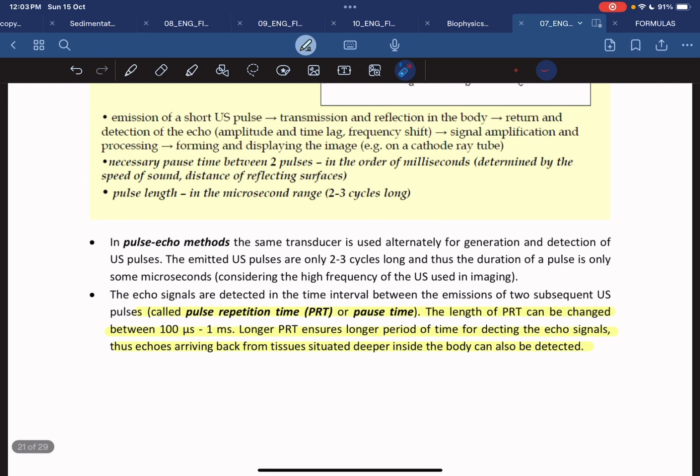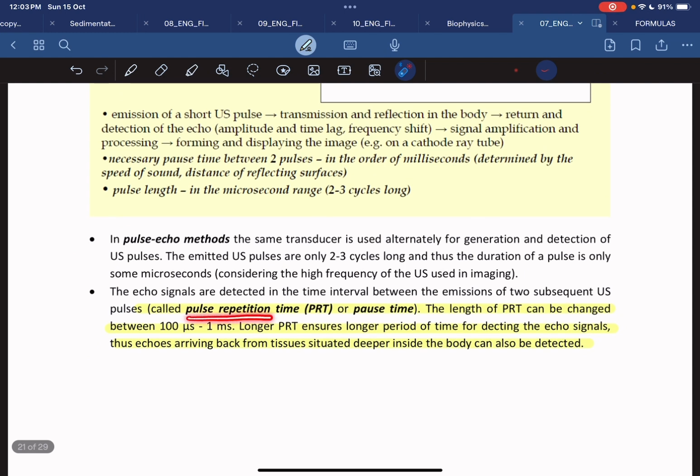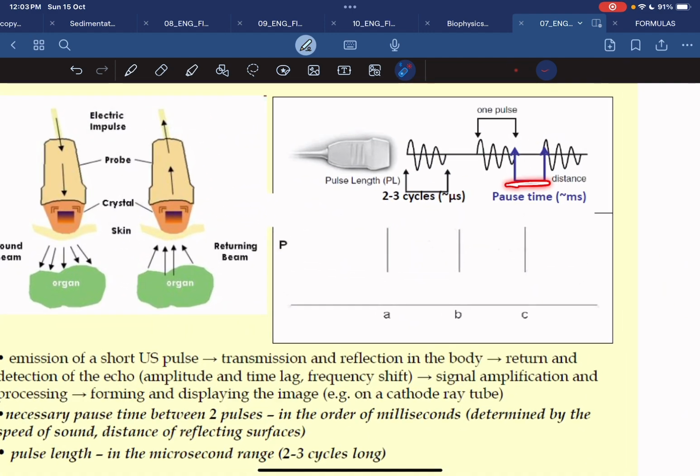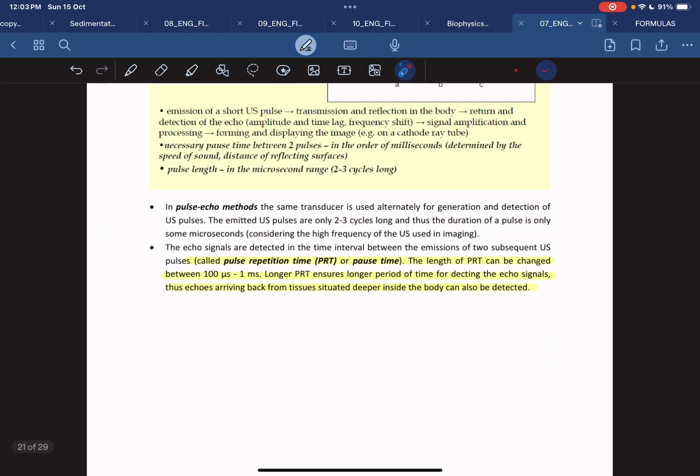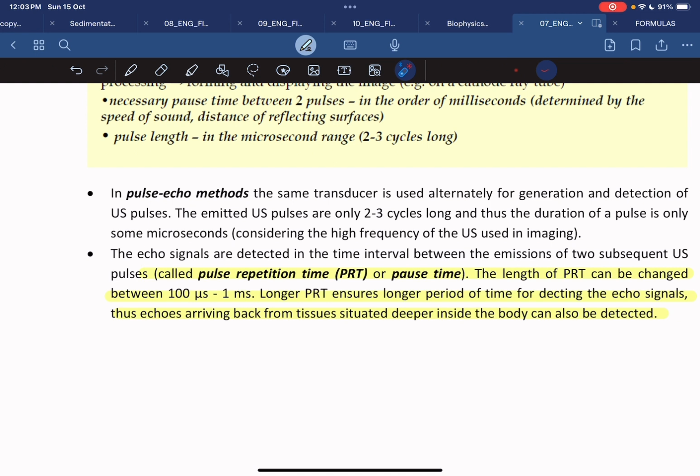Now see, this is the thing. The pulse interval is called pulse repetition time, and echo signals are detected in an interval. This interval, called pause time, is more famously called PRT, pulse repetition time. I try to sound very fancy for you guys. In reality, I don't really speak like this, but I want to sound fancy for the video. Pulse repetition time, PRT, or pause time as it says, but PRT is cooler.